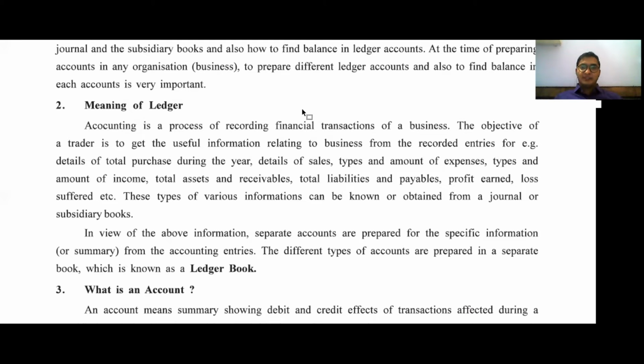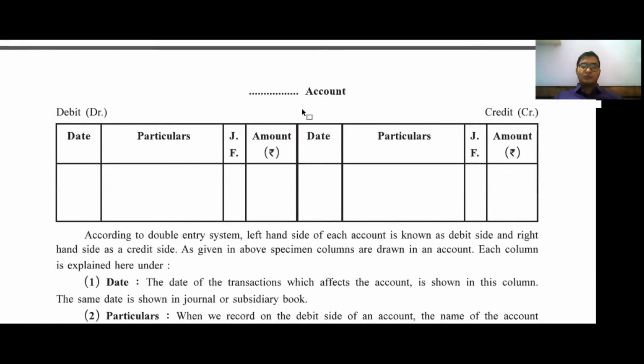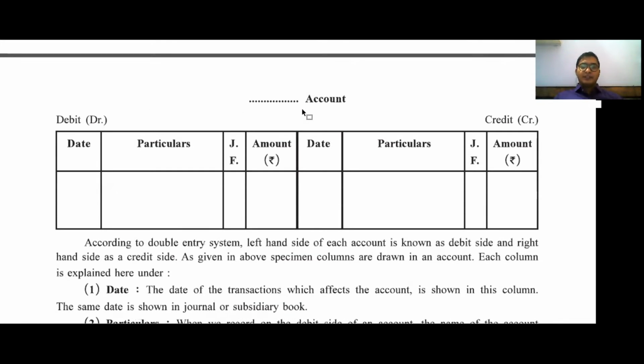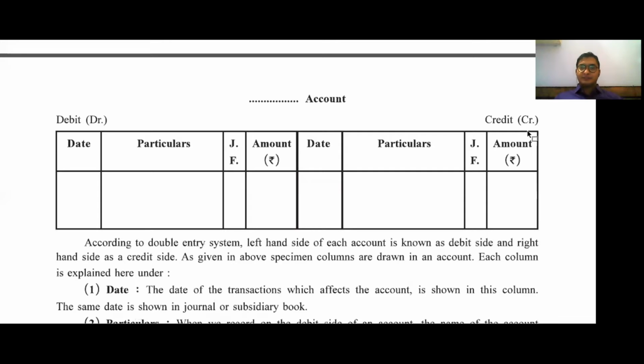So this is the ledger, and I am sharing a ledger account specimen. Here it is: date, particulars, JF, amount, again date, particulars, JF, amount. So from date to amount, this much is called the debit side, and from date to amount, this is called the credit side. Okay, this is called debit, this is called credit side.